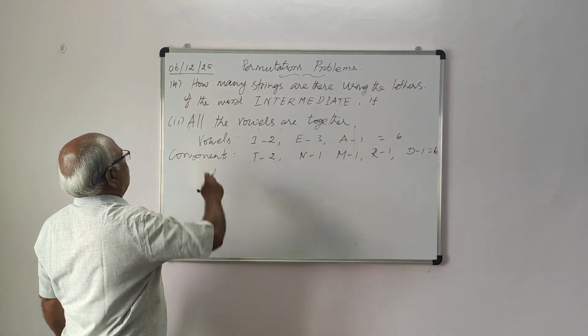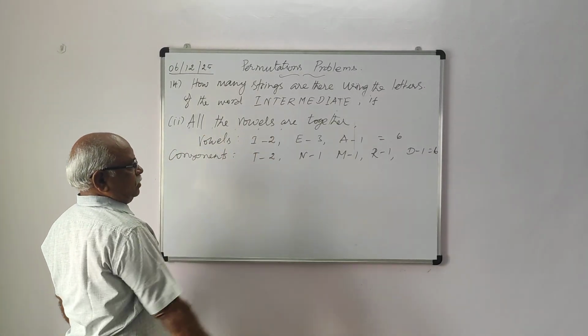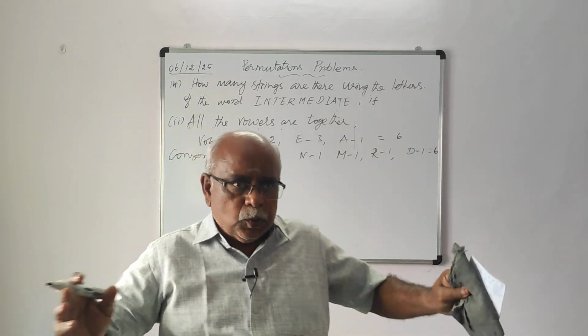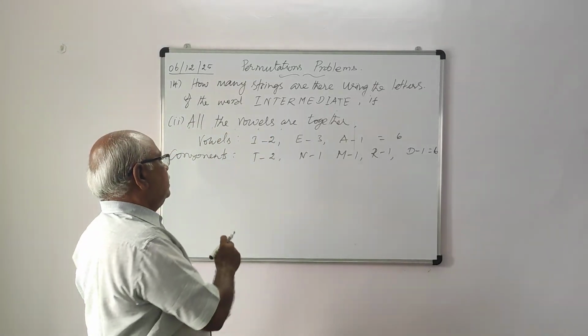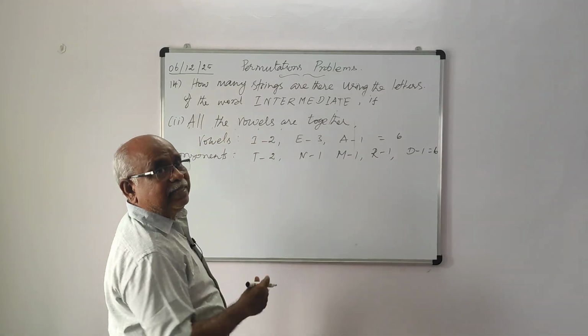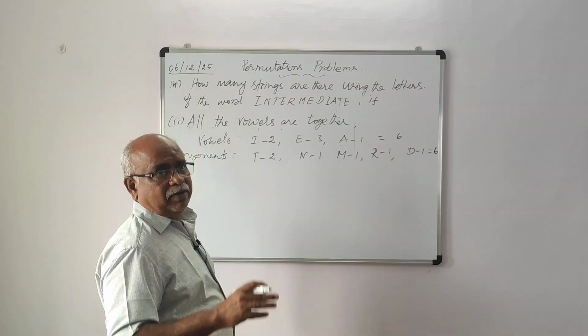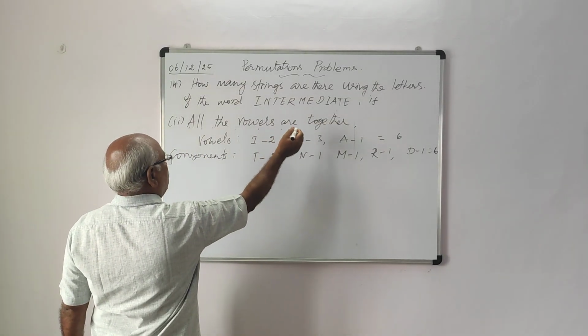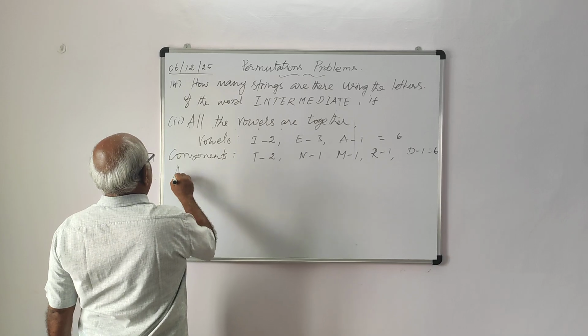Next subdivision in the problem: all the vowels together. There are 6 vowels. You should consider all the 6 vowels together as one unit. The remaining consonants are 6. Plus all 6 vowels together, you will get a total of 7 places. All the vowels are together, considered as one unit.